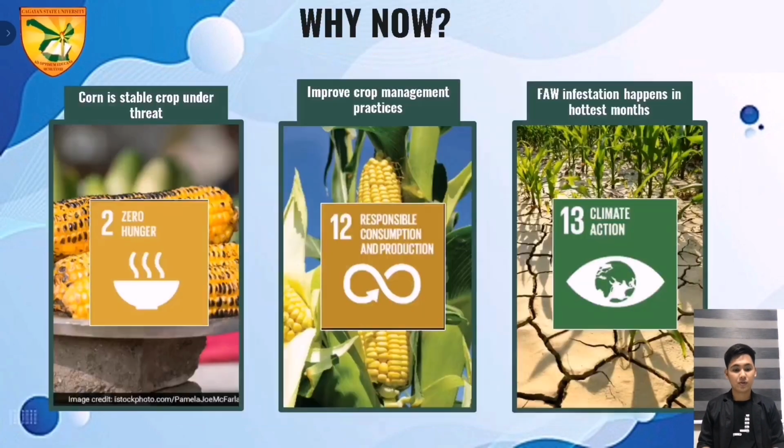Slide 7. So, why now? There are several compelling reasons why the fall armyworm mapping and monitoring app is necessary. Firstly, corn is a staple crop and significant source of nutrition for many Filipinos. However, the threat of fall armyworm infestation is putting this vital crop at risk, which could have serious implications for zero hunger initiatives. Our software helps to improve crop management practices and protect this essential crop, aligning with the goal of responsible consumption and production.